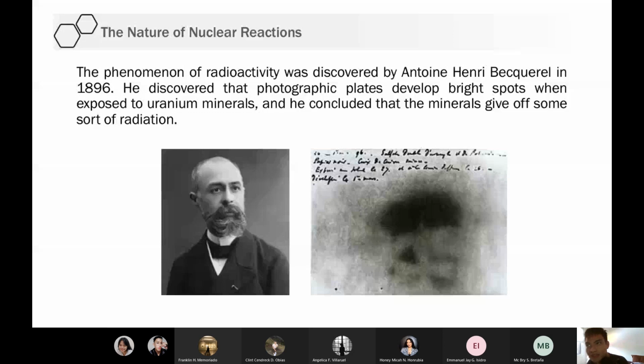sa photograph film ng X-ray. Parang nag-develop siya ng ganitong development of nuclear science.